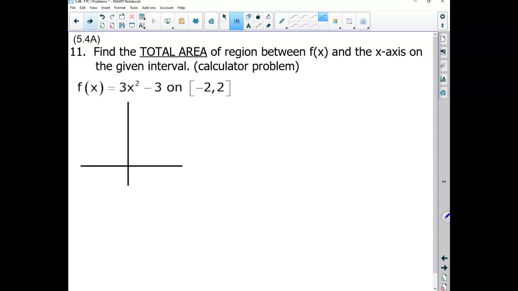So I'm going to shut down here. I'm going to make a quick graph on my calculator, and I'm going to paste the graph of 3x squared minus 3 on the interval from negative 2 to 2 in a very nice viewing window. And as I'm doing that, why don't you enter it into yours as well?